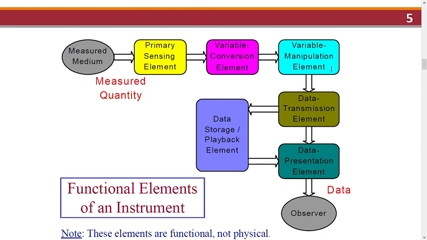Now this manipulation element, then the next component is a transmission element, which is used to transmit data from the manipulation element to the other components. Examples of transmission elements are mechanical linkages, your electric wires, cables, etc.